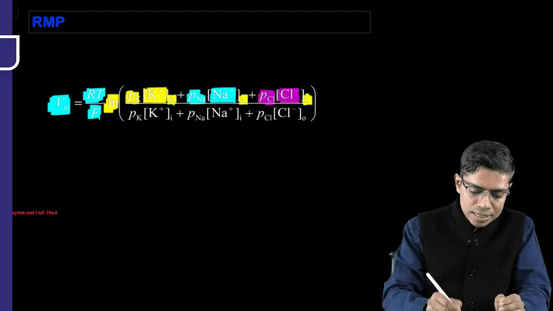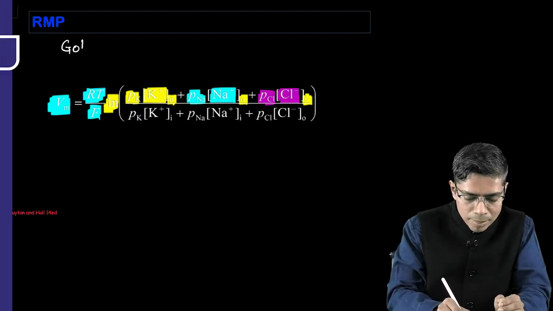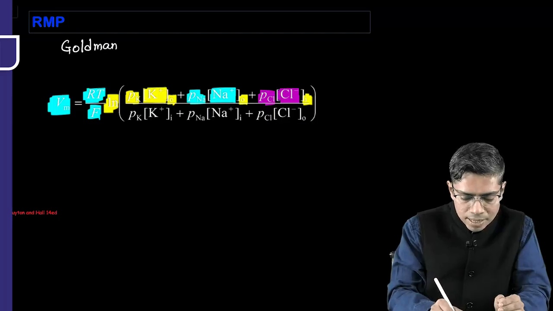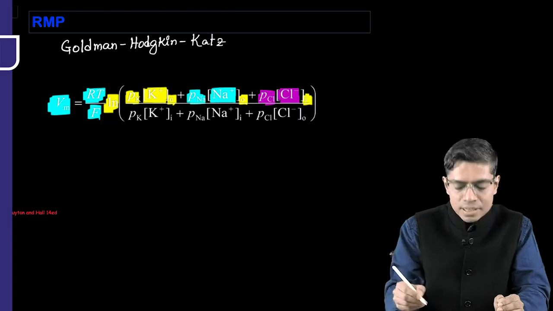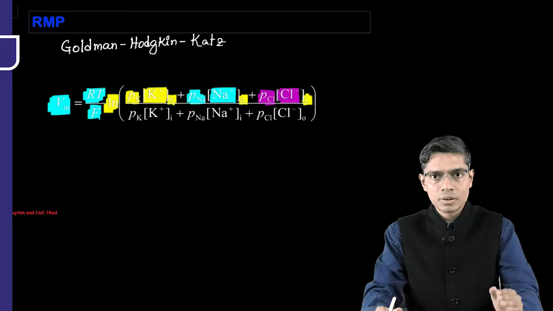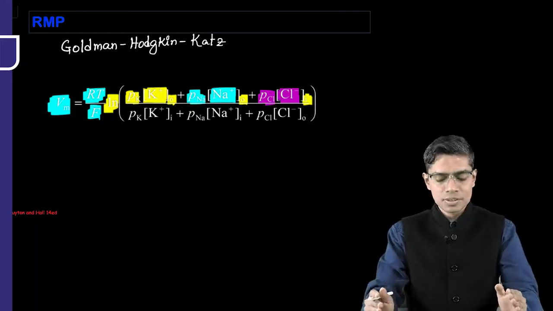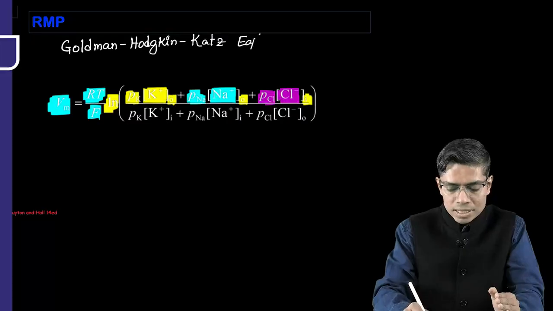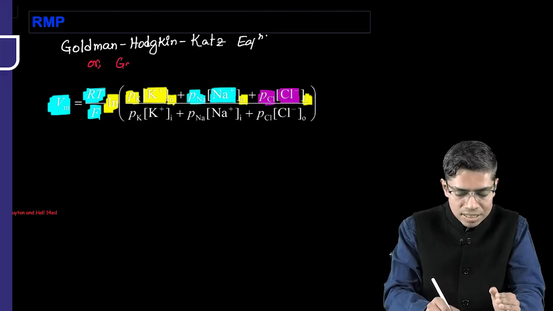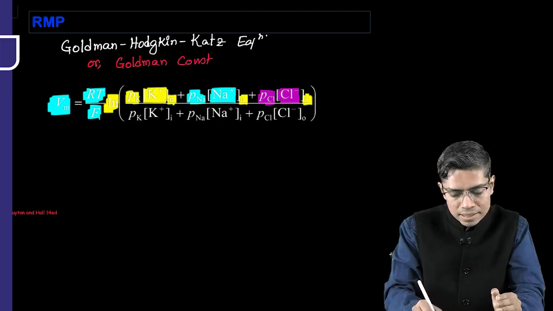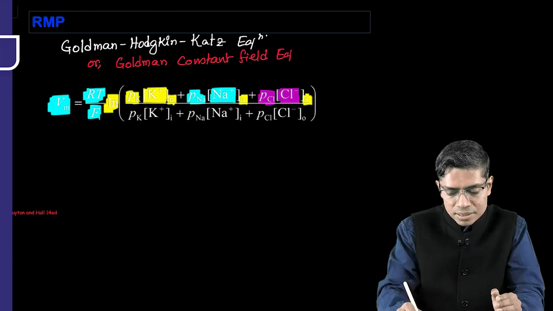So this equation is known as the Goldman-Hodgkin-Katz equation. Those are the scientists. Goldman, Hodgkin and Katz developed this equation. That's why this equation is known as the Goldman-Hodgkin-Katz equation. It is also known as the Goldman constant field equation.